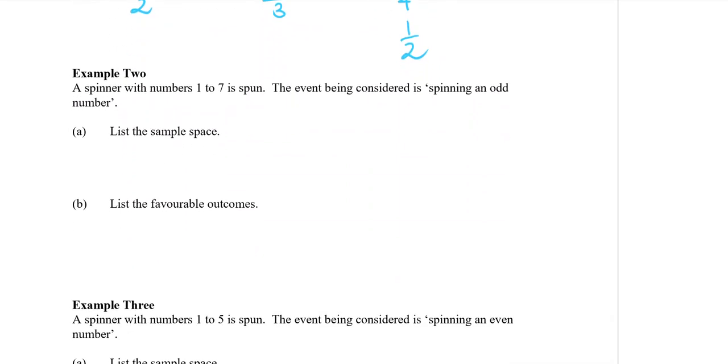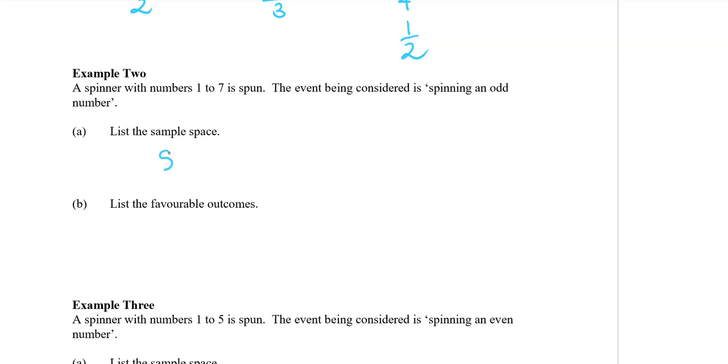A spinner with the numbers 1 to 7 is spun. The event being considered is spinning an odd number. Now, the first thing I want to do is list the sample space. Now, that is everything, not just the favourable outcomes that I was talking about, being odd numbers. That comes in down here. But when it says sample space, it means everything that you could get when you have a spinner with the numbers 1 to 7 on it.